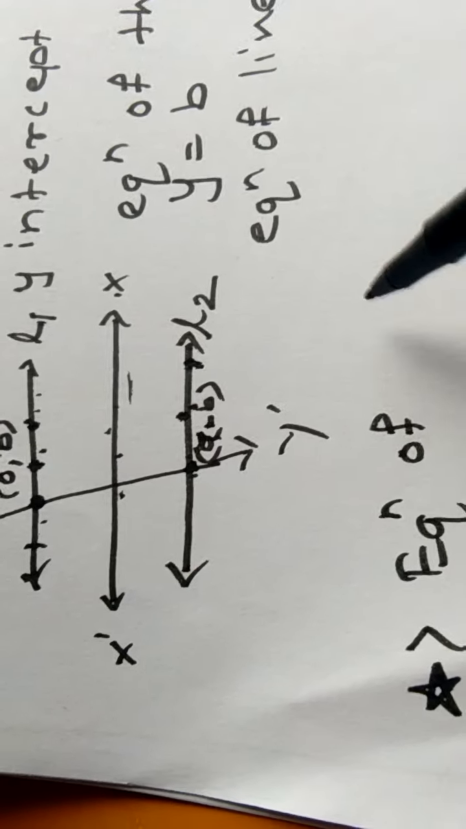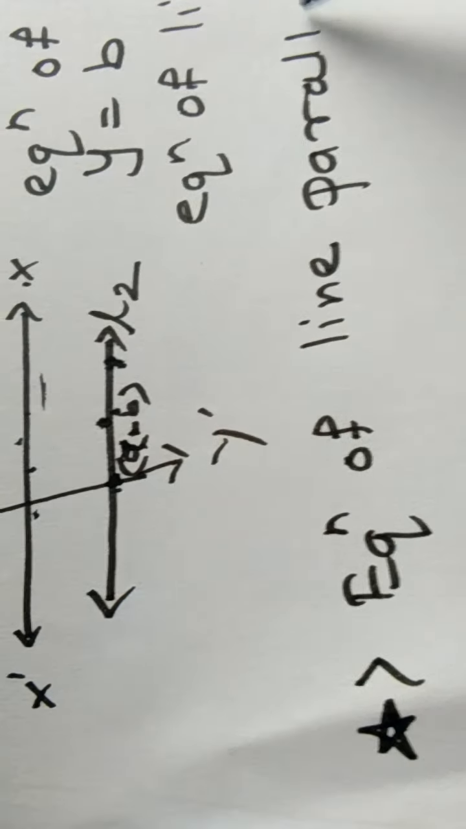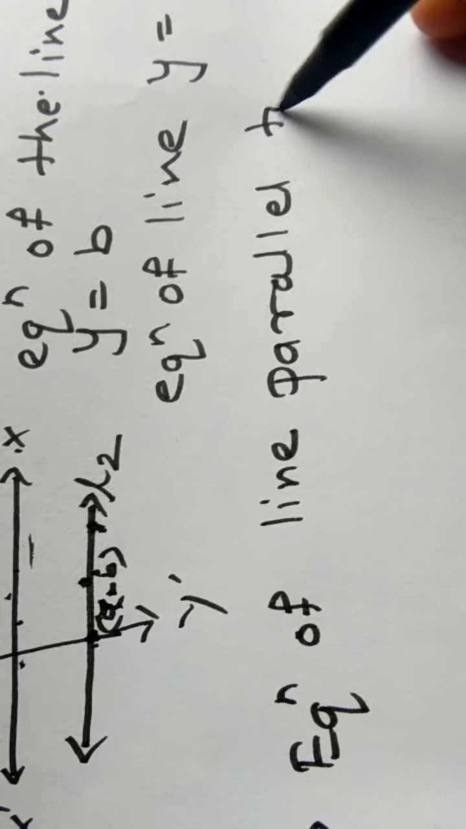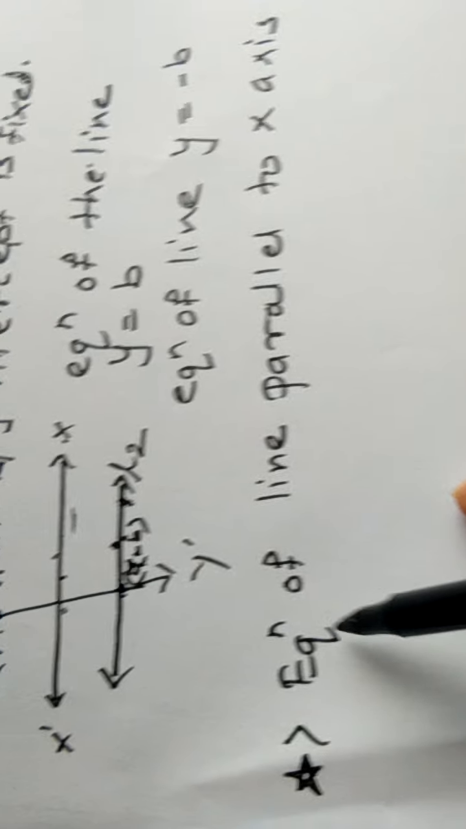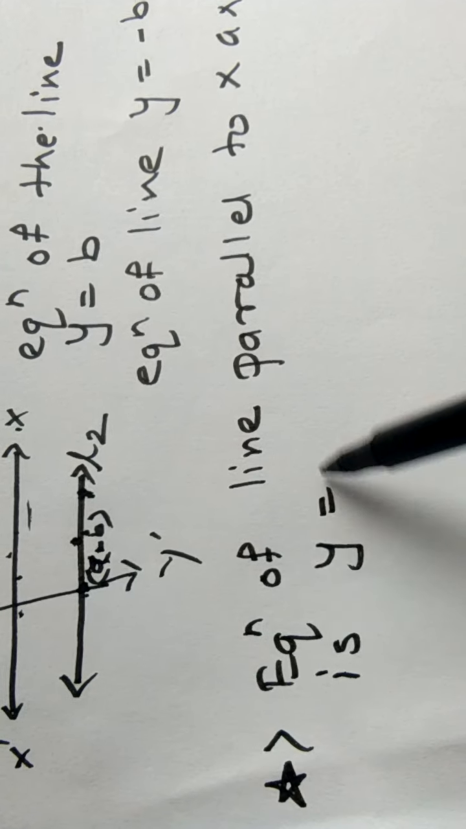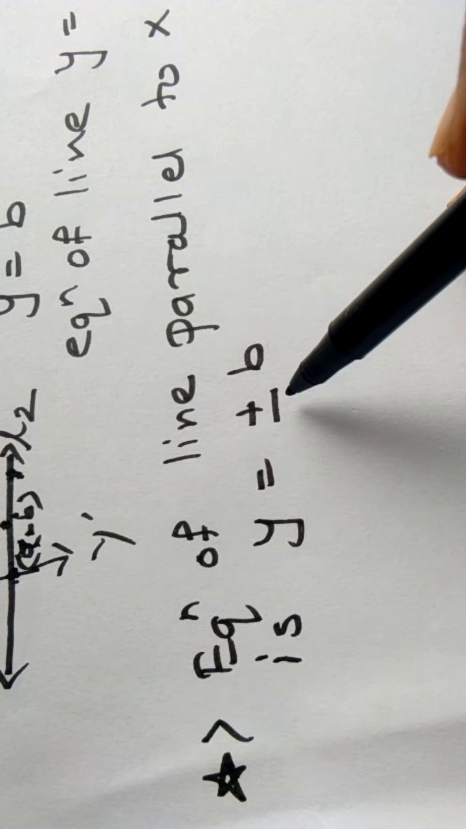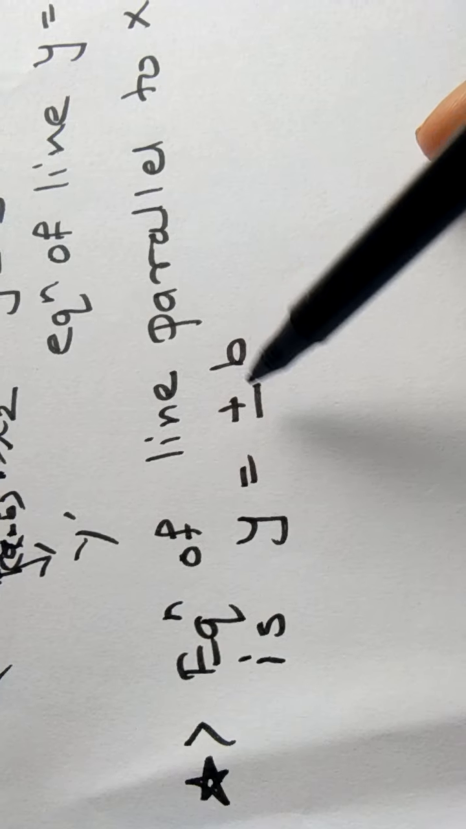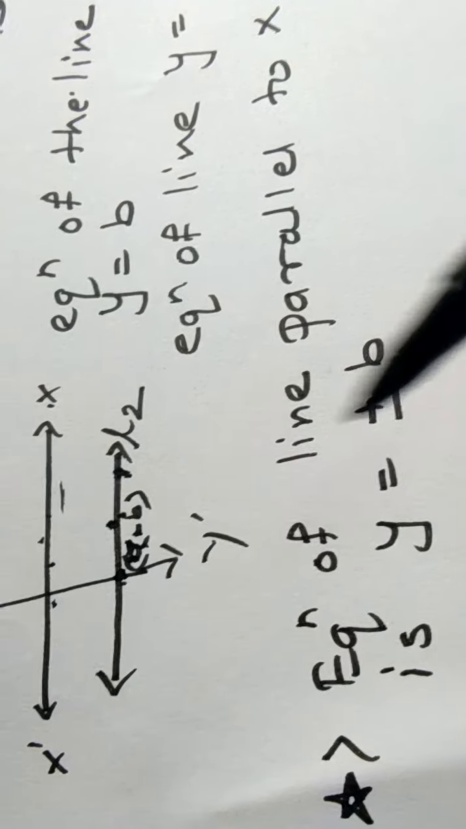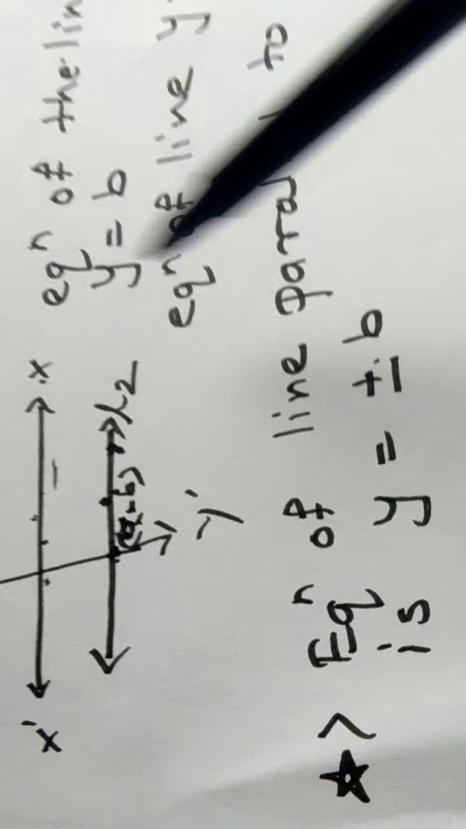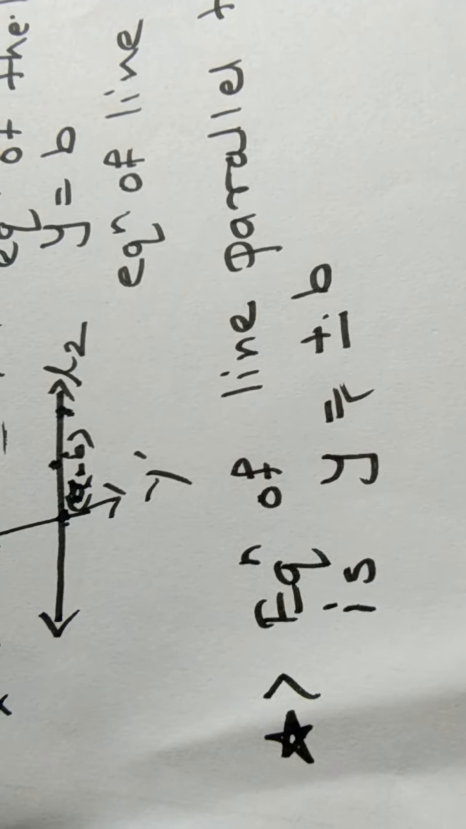Equation of a line parallel to x-axis is y is equal to plus or minus b. Why do we take plus or minus both the signs in consideration? Because if the point is negative, then the line is below the x-axis. If the point is positive, then the line is above the x-axis. This basic thing we get from this.